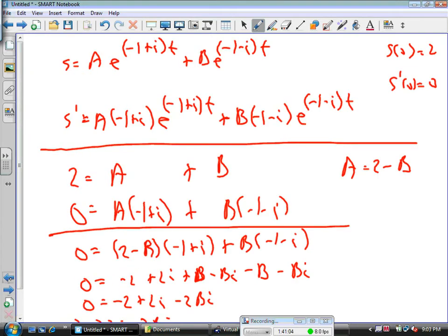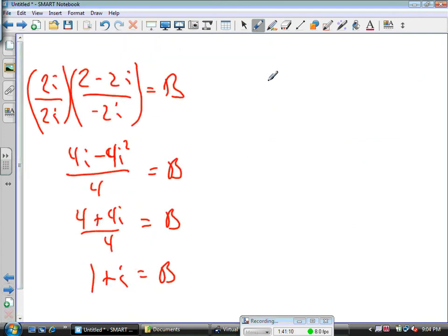But wait. A plus B is 2. So how do you get A? Substitute what you got for B. So what are you going to do with this? What are you going to do with this?